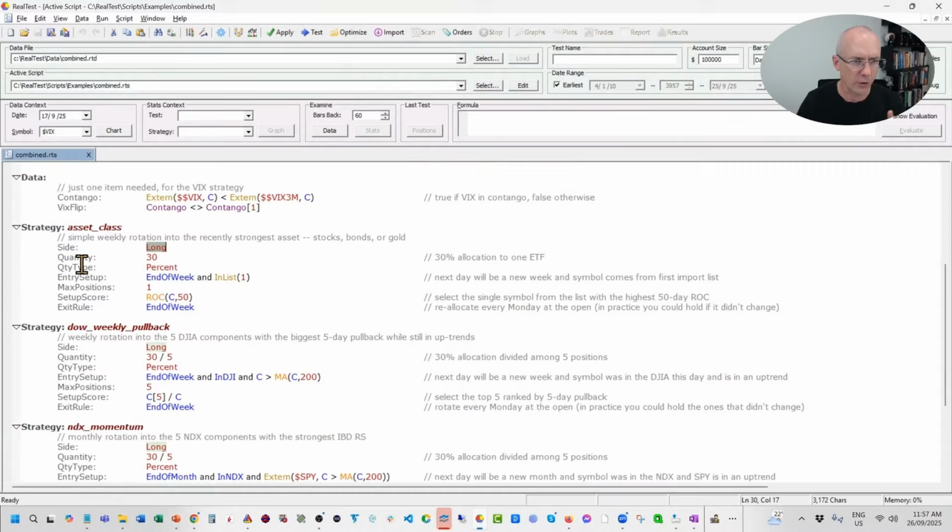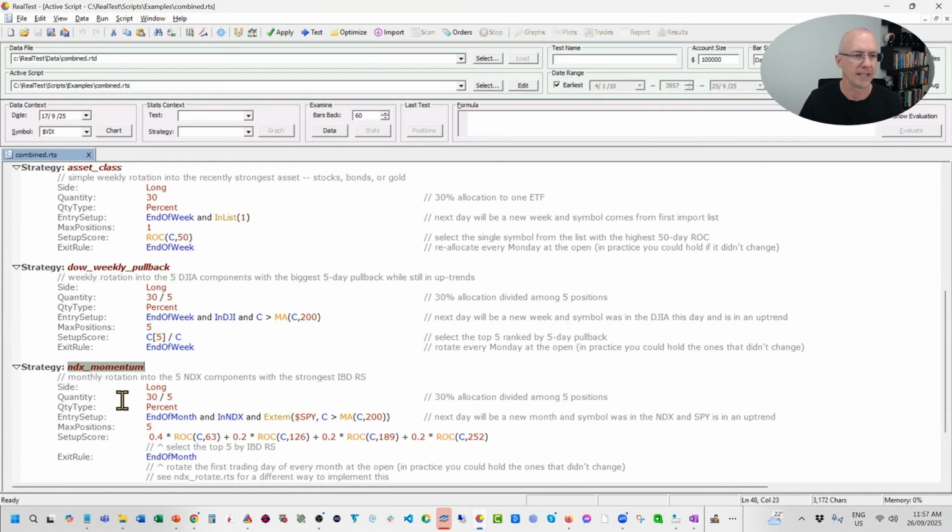So as you'll see in this script, we're allocating a certain percentage of our capital to each of the 4 systems, and then that capital gets divided between the positions that that system holds. So let's first look at the quantity. Our first system is asset class. The quantity is 30%. The second system, the Dow system, the quantity is 30% divided by 5. And that's because we want to allocate 30% of the capital here, but we're having 5 positions. So 30% of the capital divided by 5 tells us how big each position is.